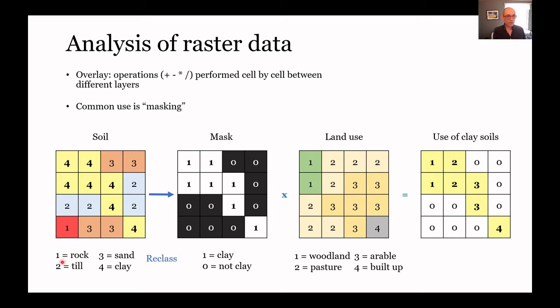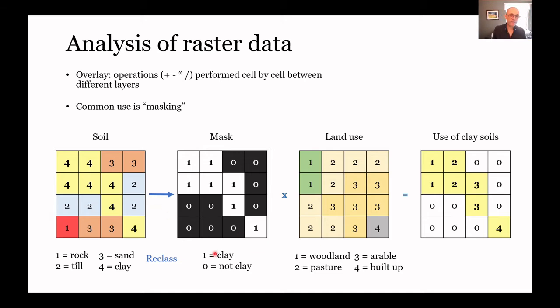So we have soil types here, and we then reclass this data. We then say whatever is a 4 becomes a 1. Everything else becomes 0. We don't care what it is. It's not a 4, therefore it becomes a 0. But whatever is 4 becomes a 1. So we reclass the entire image, and that gives us this mask. What good is this mask? How do we use it?